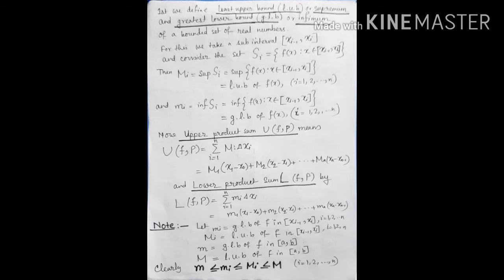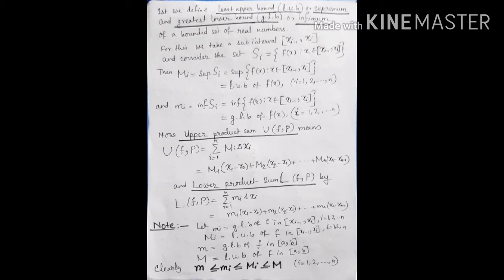Now here is an important note. Let small m_i be the GLB, that means greatest lower bound, of f in the closed interval [x_{i-1}, x_i], and capital M_i the least upper bound, that means LUB or supremum, of f in the closed interval [x_{i-1}, x_i], where i is equal to 1 up to n. And small m is the greatest lower bound of f in the closed interval [a, b], and capital M is the least upper bound of f in the closed interval [a, b].